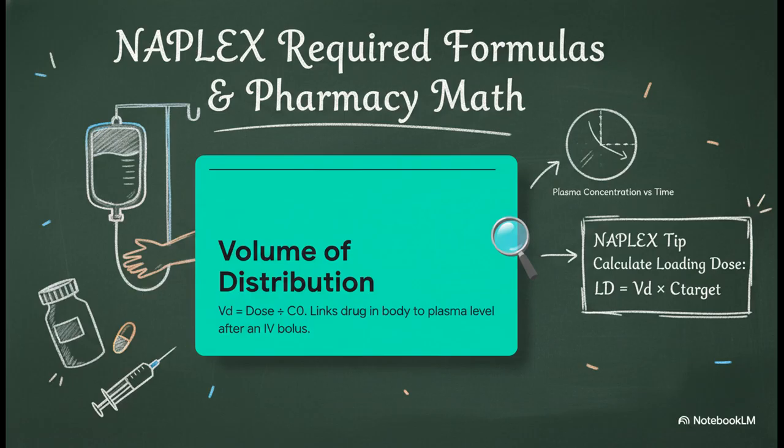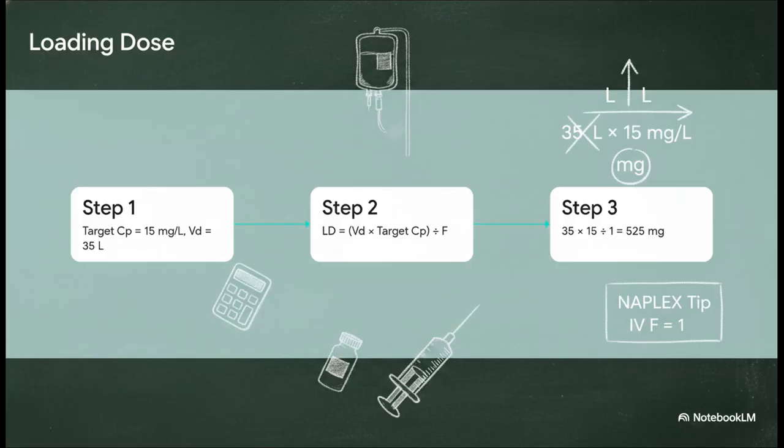First up is the volume of distribution, or VD. VD equals the dose divided by C0, which is just the plasma concentration right after an IV bolus. The volume of distribution tells us how extensively a drug distributes out into the tissues, rather than just hanging out in the blood. This formula is critical because it's exactly what helps us calculate the perfect loading dose to reach our target levels quickly. Let's walk through an example to find that loading dose.